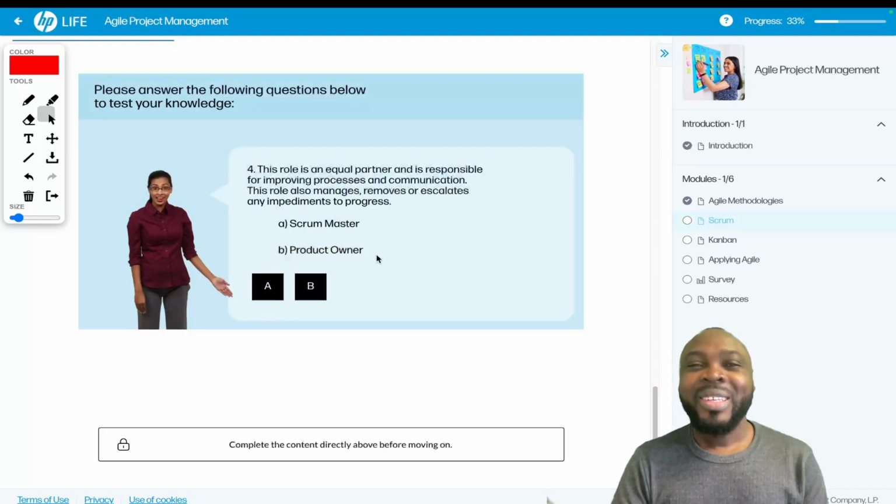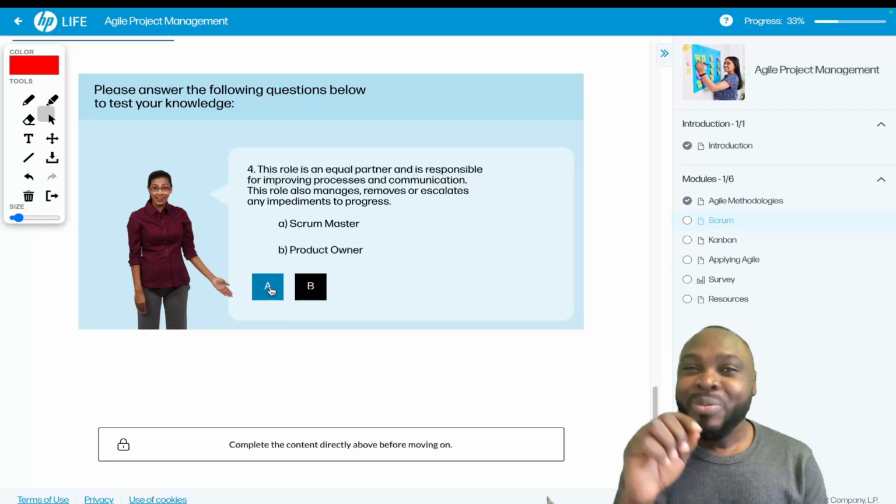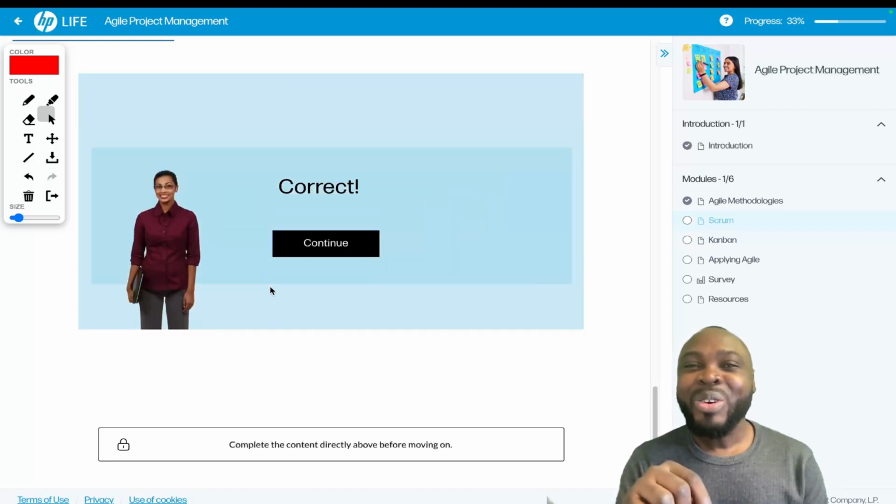Wow. The fourth question. The role is an equal partner and is responsible for improving processes and communication. This role also manages, removes, or escalates any impediment to progress. A, Scrum Master. B, a product owner. Type in the comment section below what you think the correct answer is. Have you done that? Great. So I will choose A. If that is what you chose, reply your answer and say I got it right.